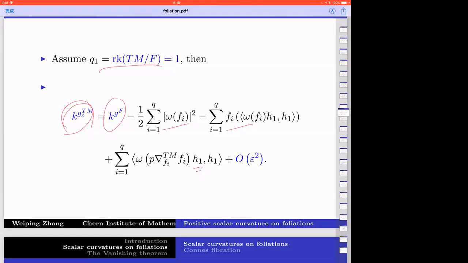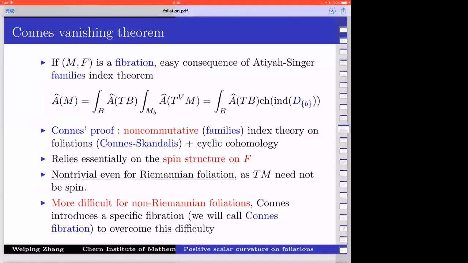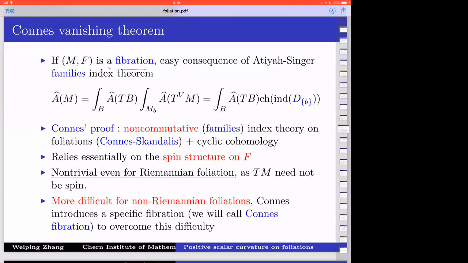For Connes's proof, we first look at a very simple case. The simplest case is the fibration. Even if F is a vertical bundle of a fibration M over some B, then the A-hat of M is an integration, the fiberwise integration of this one. Since every fiber is spin, you have a Dirac operator, so you have this index bundle of the Atiyah-Singer family index. Then the Atiyah-Singer family index theorem says that the Chern character of the index bundle is given by the integration of this A-hat class, the vertical A-hat class. So in this way, if each fiber has positive scalar curvature, then this will equal zero by the Lichnerowicz formula.